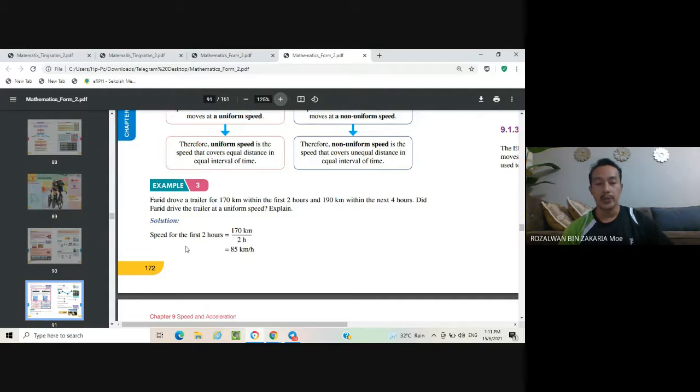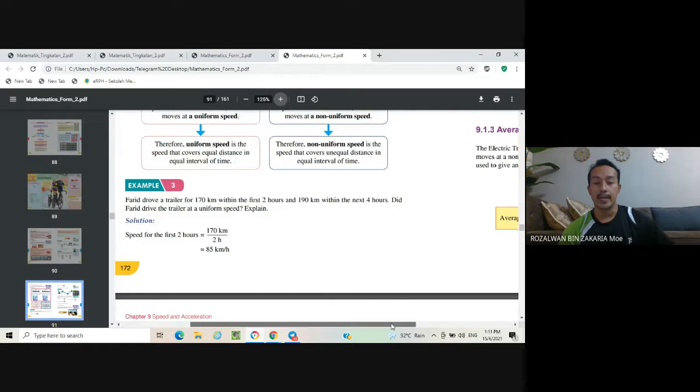Remember, speed equals distance divided by time. So the speed for the first 2 hours: find the distance for the first 2 hours. The distance for the first 2 hours, already given in the question, is 170 km. So 170 km, you divide by the time taken, which is 2 hours. You will get 85 km per hour. Okay, all right.